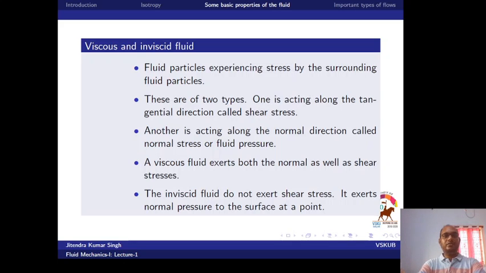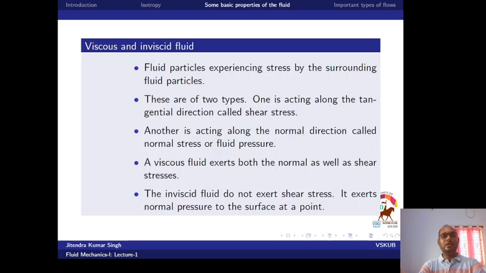Now, viscous and inviscid fluid. We observe that a fluid particle experiences stress from the surrounding fluid particles, and these stresses are of two types. One acts in the tangential direction, while the other acts in the normal direction. The stress acting in the tangential direction is called shear stress, while the stress acting in the normal direction is called the normal pressure or hydrostatic pressure.